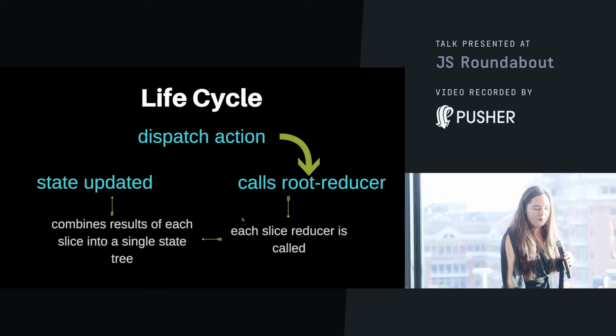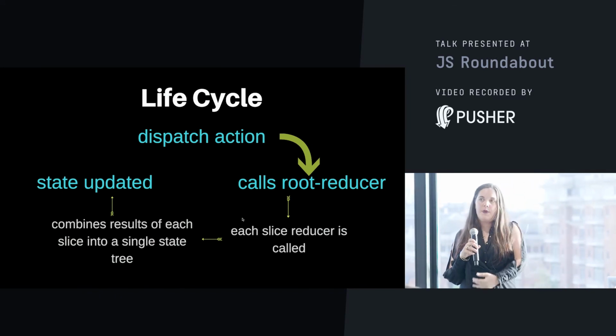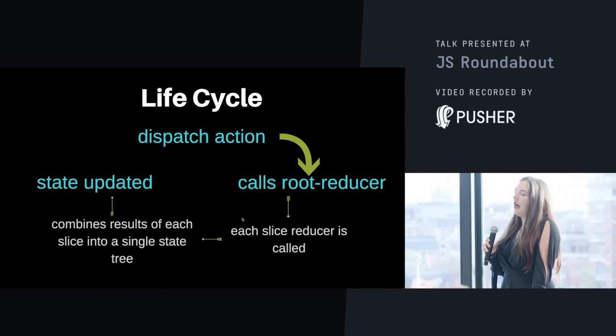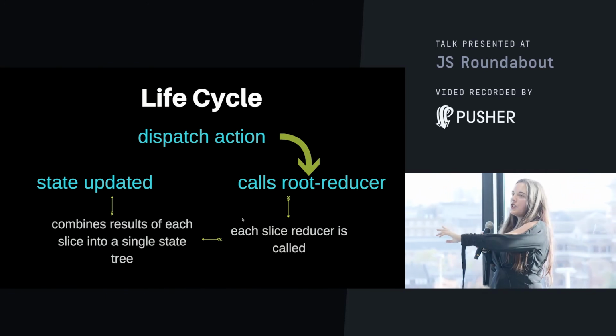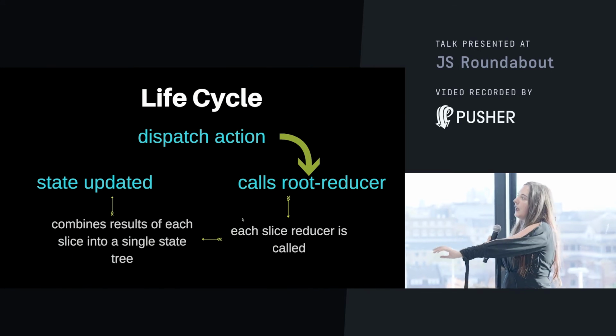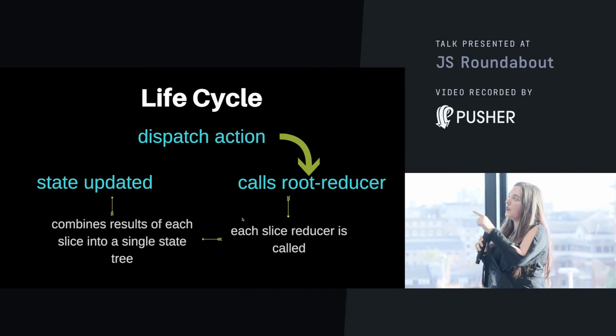Just to reiterate: you dispatch the action, which calls the root reducer. Then underneath, each of these slice reducer functions that you've seen gets called. The outcome, what's returned by all of them, is then rejoined into a single state. And ultimately, the state is updated in the store.